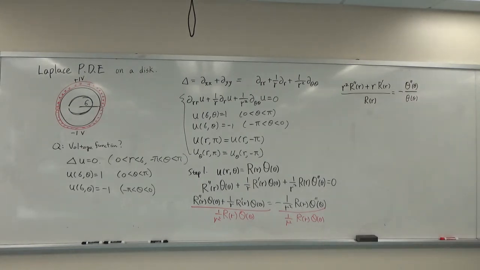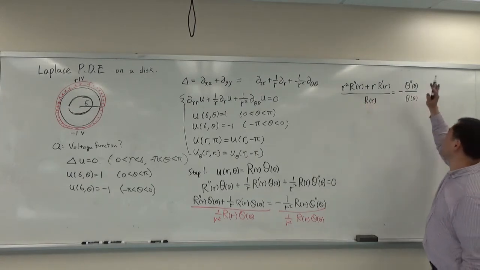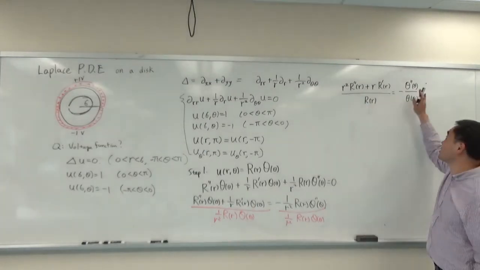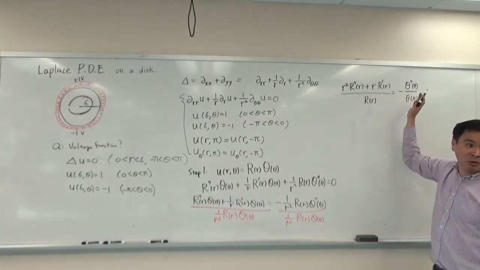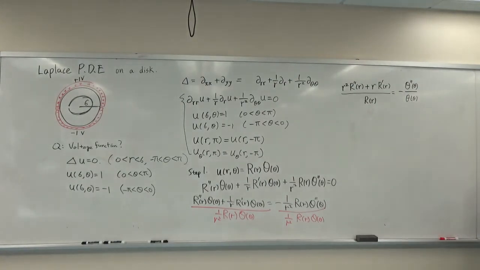Okay. And again, same logic applies. Left is a function of r only. Right is a function of theta only. Left doesn't change when you change theta. The right doesn't change when you change r. That means for them to be equal, it shouldn't be changing when you change r or theta, which means it has to be a constant function.